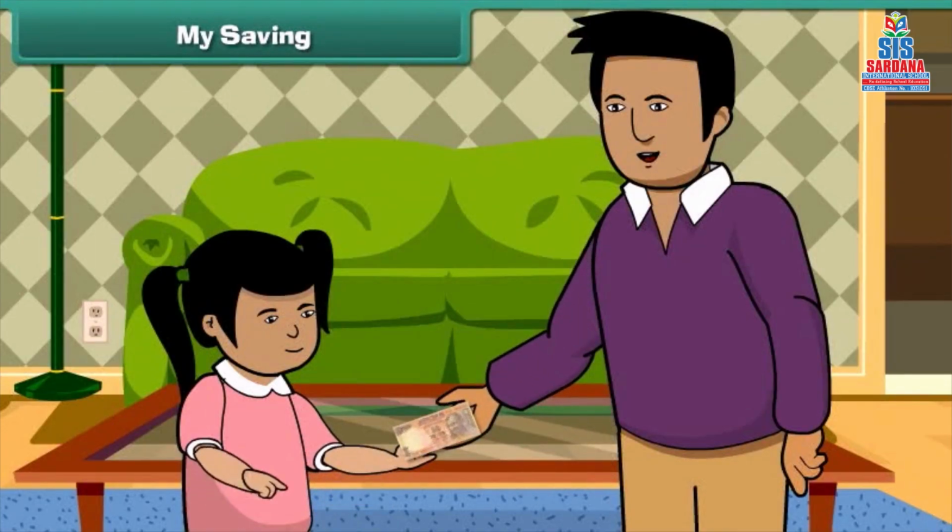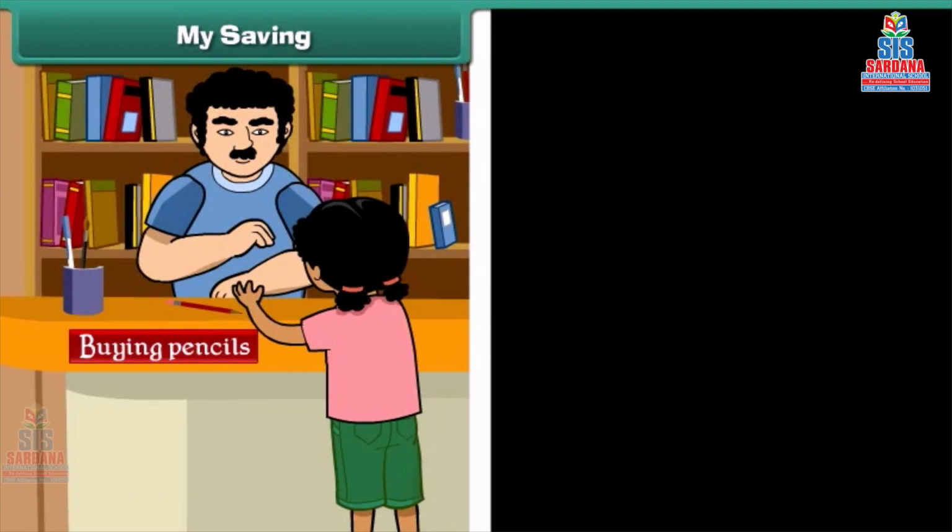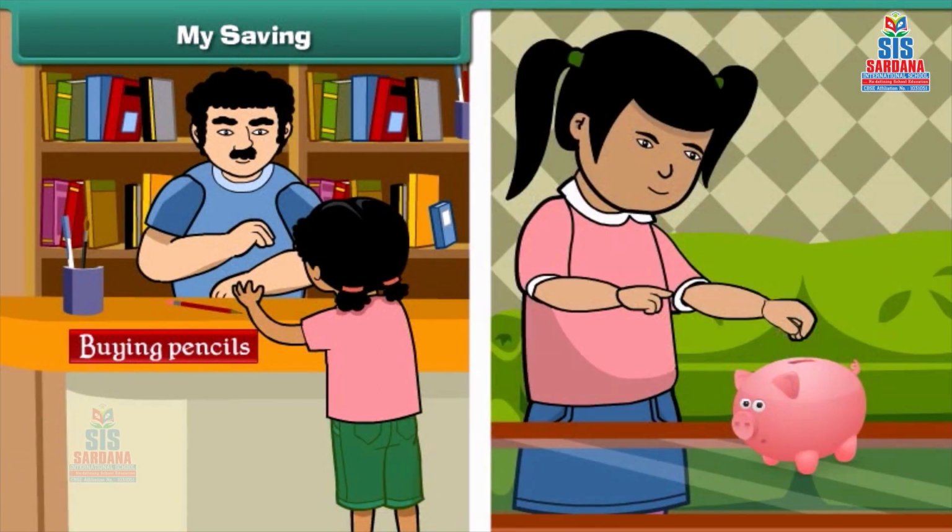Remi's father gave her rupees 10. She spent rupees 2 for buying pencils and the rest she dropped in her piggy bank. The money kept in our piggy bank is called saving.